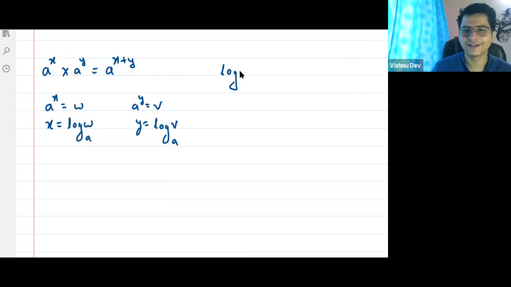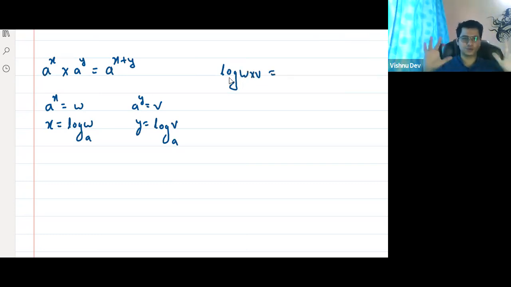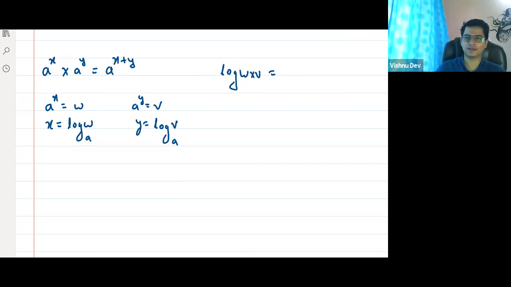My bad, log w into v, tell me what is this? Think, tell me, let's see how many of you can figure it out. What is the value of log base a of w into v? Everyone think and tell me. I'm not going to tell you right away because you have to think.